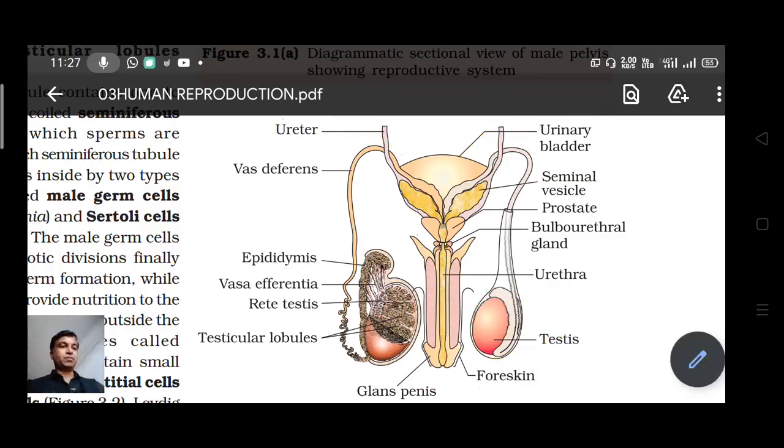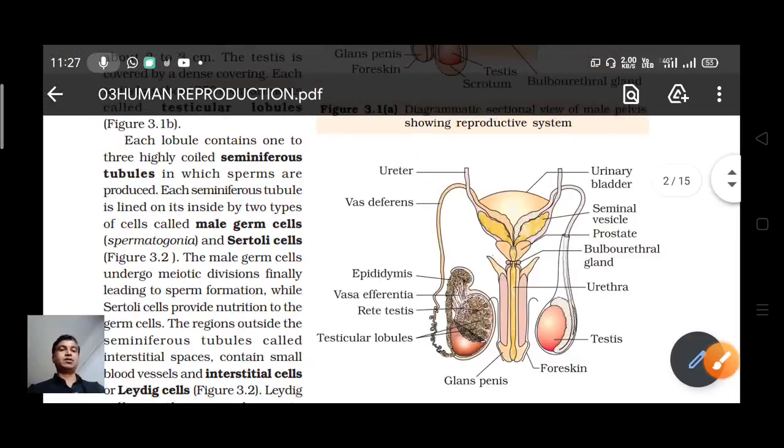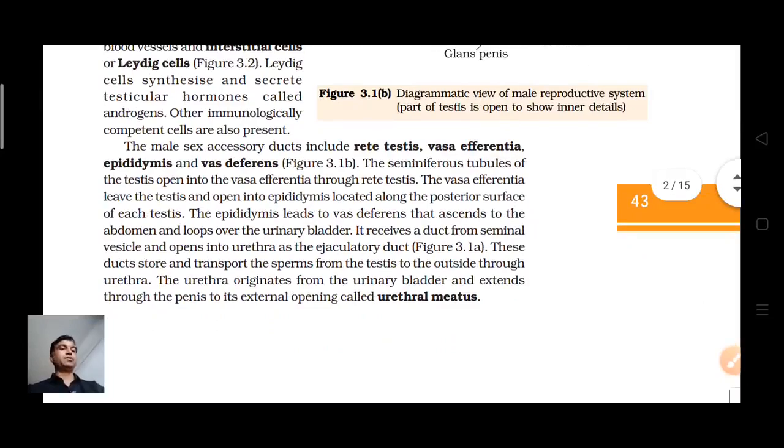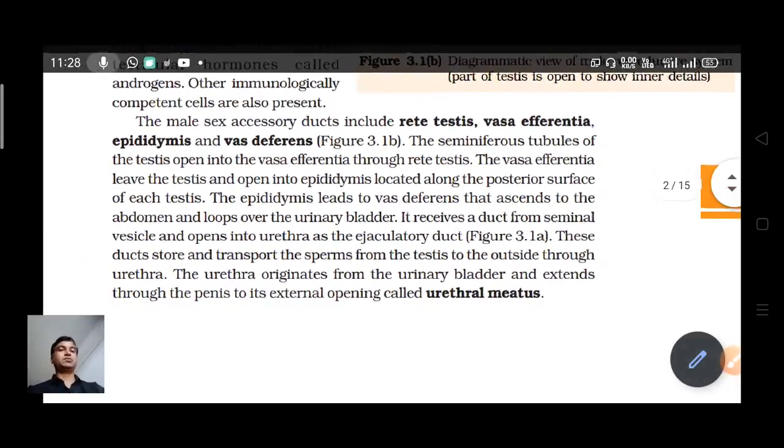So the parts of this reproductive system are covered here. Now we have covered the interstitial cell. Now, what is the male reproductive system made up of?